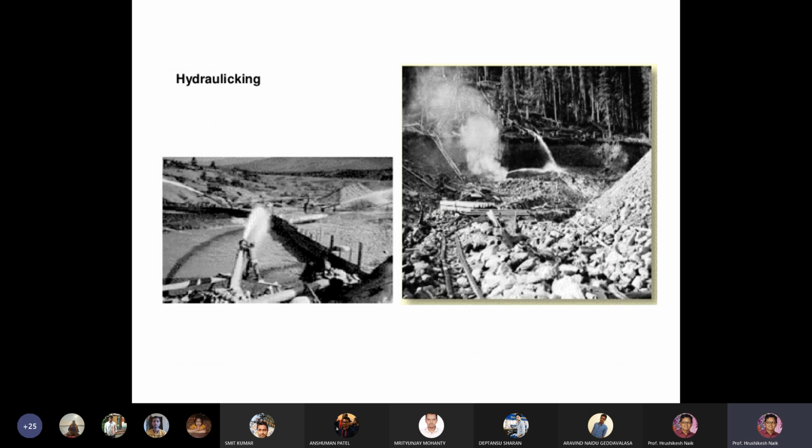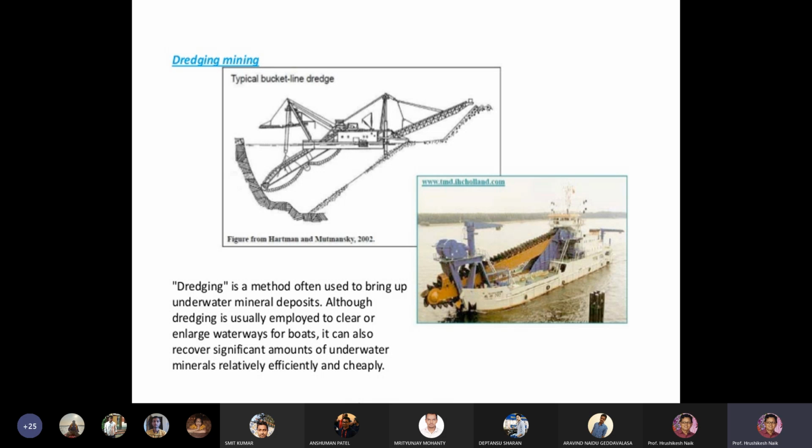So this is hydraulic mining. The monitor's high water pressure is directed towards the mineral deposit. Here also, the high water pressure is directed towards the mineral deposits. So that's why this method of mining is called hydraulic mining. Then another method of mining is called dredge mining, dredging. This is a typical bucket line dredge. This is the floating vessel on which the dredge machine is operated.